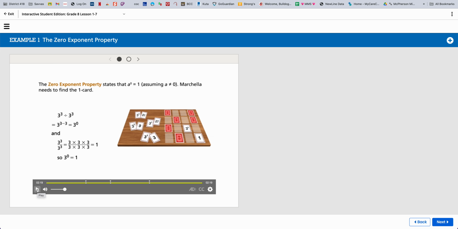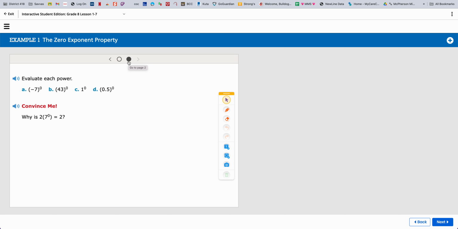Okay, let's go here. Evaluate each power. What is negative 7 to the 0 power? 1. What is 43 to the 0 power? 1. Do you see a pattern developing here? What is 1 to the 0 power? 1. What is 0.5 to the 0 power? 1. Why is 2 times 7 to the 0 equal to 2? It's 2 because 7 to the 0 power would be 1, and 2 times 1 is 2.